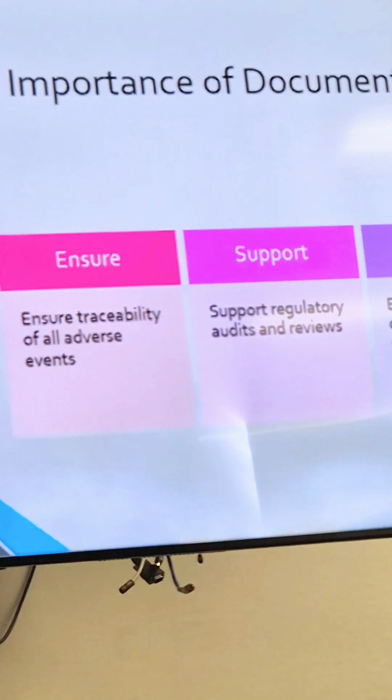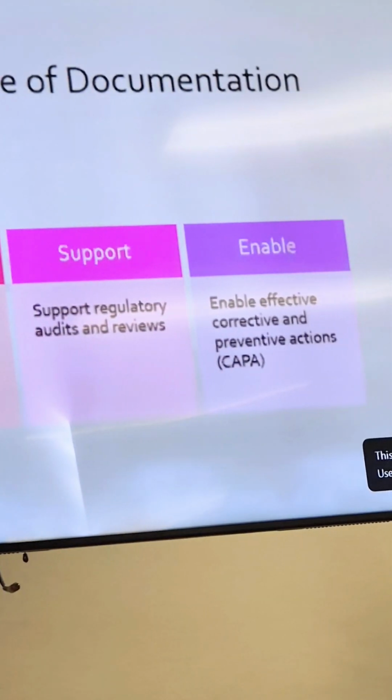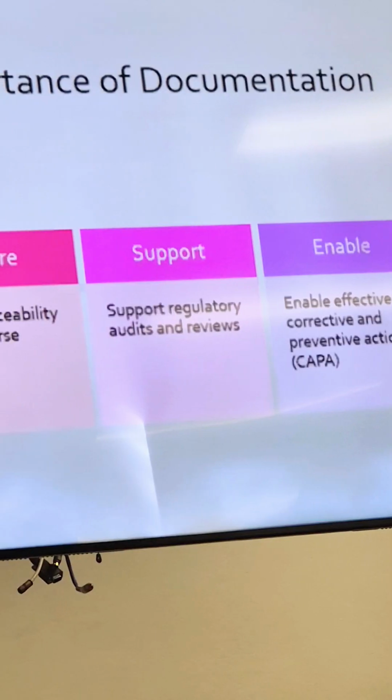So, the importance of documenting. When reporting, you must document. When identifying an error, an event, you must document. That is a part of being a pharmacovigilant pharmacist. So, reporting ensures traceability of all adverse events. It supports regulatory audits and reviews. It also enables effective corrective and preventative actions, and we definitely want that.